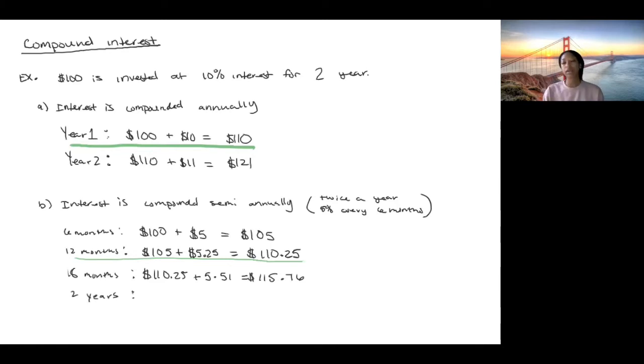All right. And then after 2 years, we know in the first example, we ended up with $121 after 2 years. In this case, if we take our 115.76 and add 5% to that, that's adding $5.79. Then we end up with $121.55.